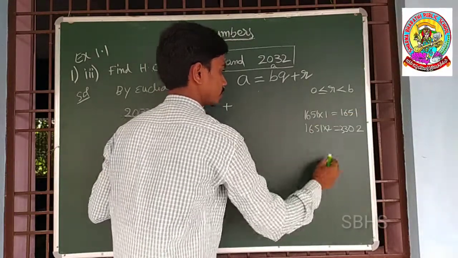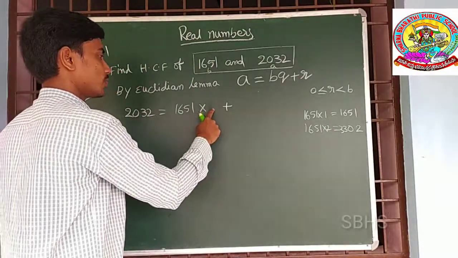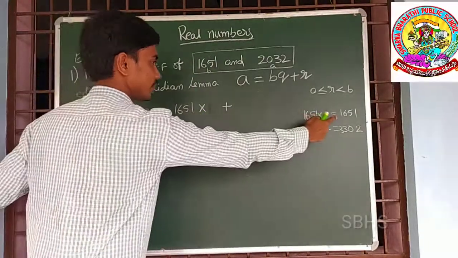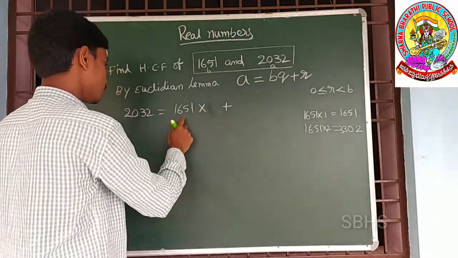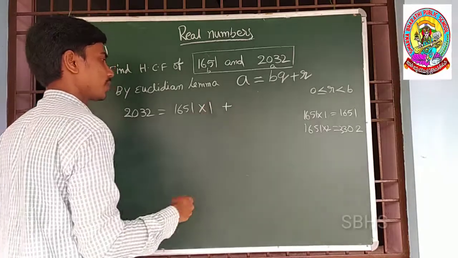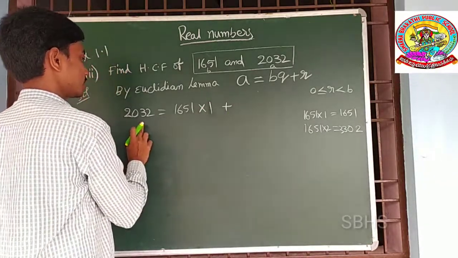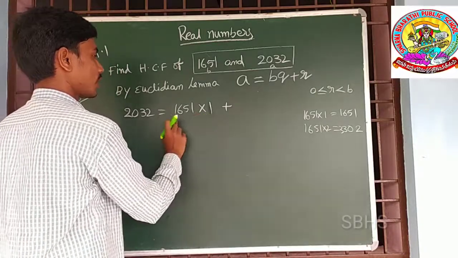1651 multiplied by 2 is 3302. If you multiply by 1, it should be 1651. If you multiply by 2, it is more than 2032. So that's why multiply by 1 and try to add something that should equally give 2032. So how much do you have to add here?